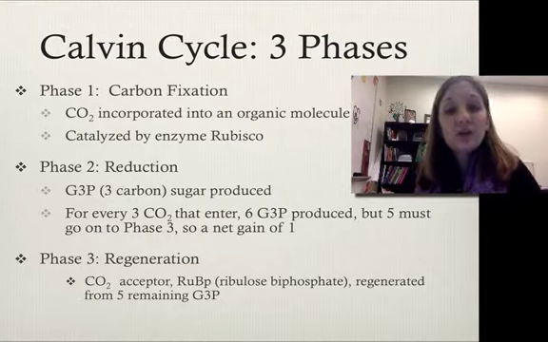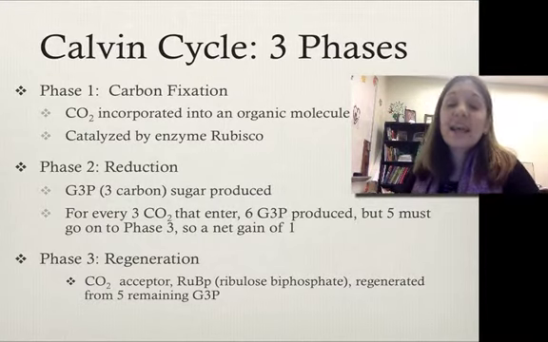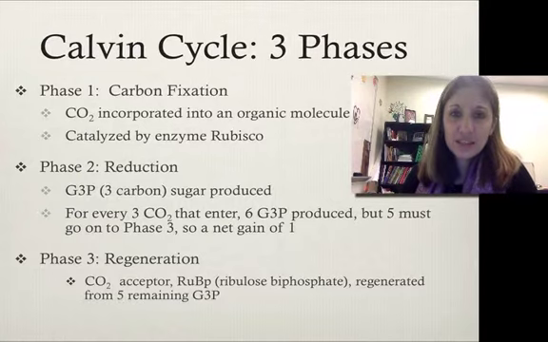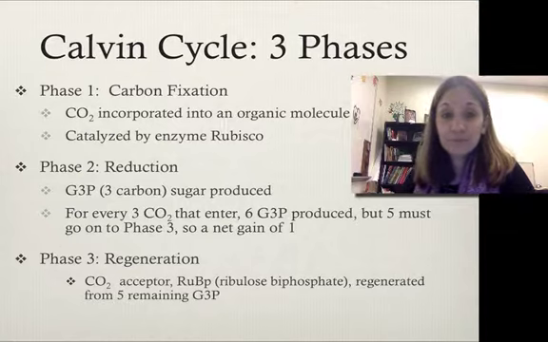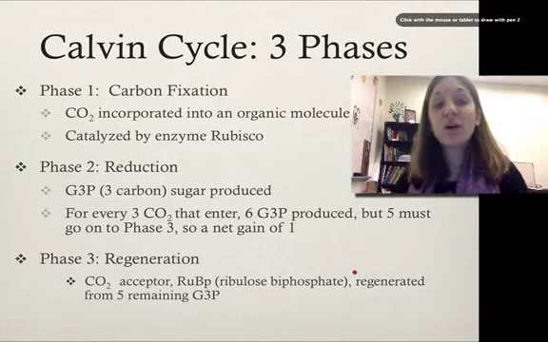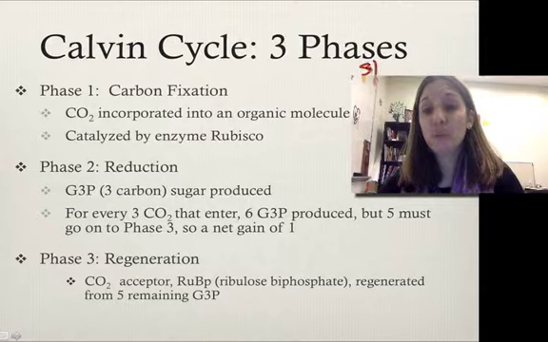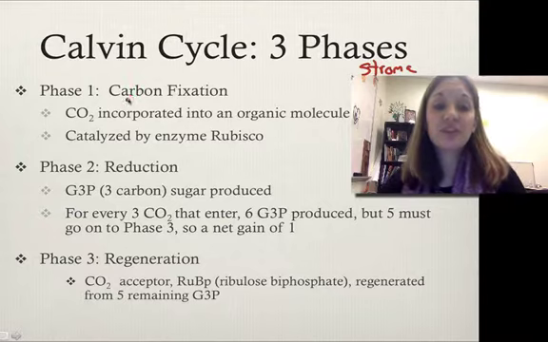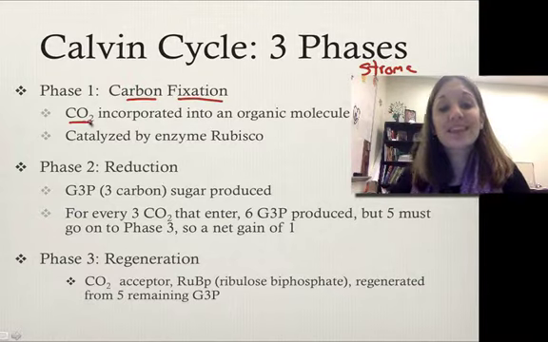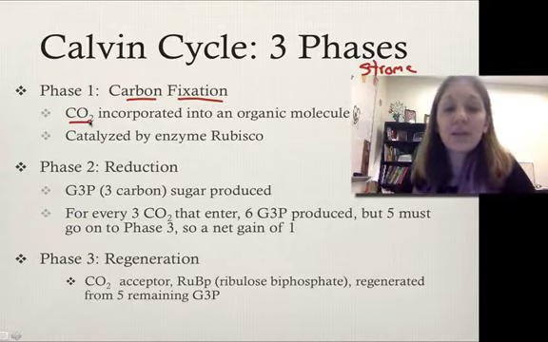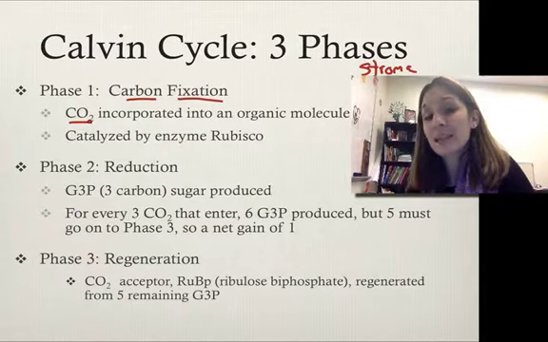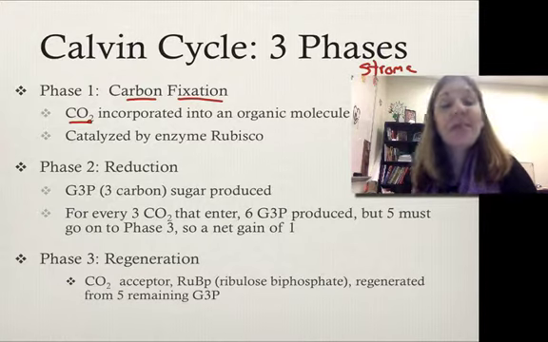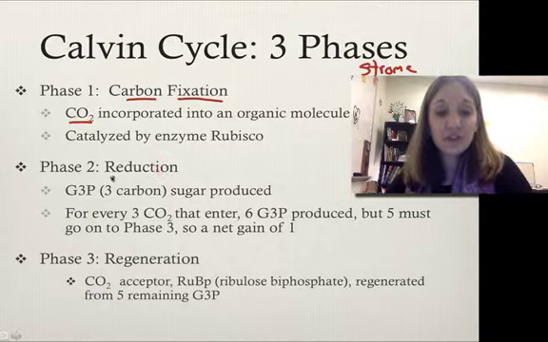The Calvin cycle is the second part of photosynthesis, and it really has 3 phases. What's important for you to remember is what's the general purpose of each phase, what goes in and what comes out. In phase 1 of the Calvin cycle, and remember that the whole Calvin cycle takes place in the stroma of the chloroplast, the first phase is called carbon fixation. And carbon fixation is when we really take that CO2 and incorporate it into an organic molecule. And this is catalyzed by the enzyme Rubisco, which is probably one of the most abundant proteins on the entire planet. The second phase of the Calvin cycle is reduction.